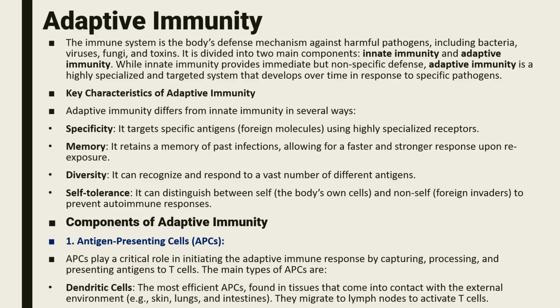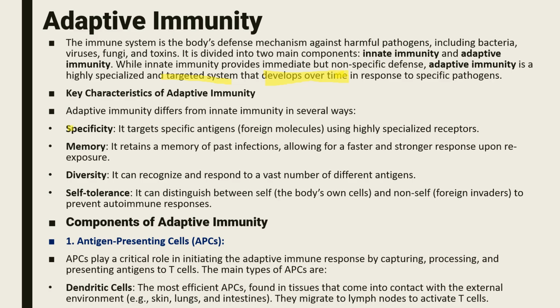Adaptive immunity, which is the second type. The immune system is the body's defense mechanism against harmful pathogens, including bacteria and viruses. Now, innate immunity and adaptive immunity: while innate immunity provides an immediate but non-specific response, adaptive immunity is a highly specialized and targeted system that develops over time. Remember, adaptive immunity usually develops over time. Adaptation means adapting to an environment, so they adapt over time in response to specific pathogens.